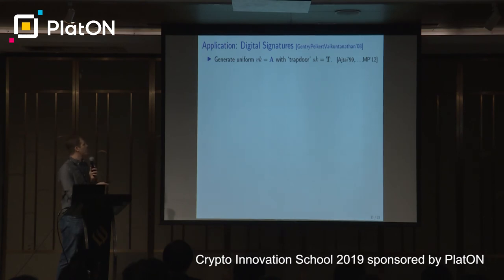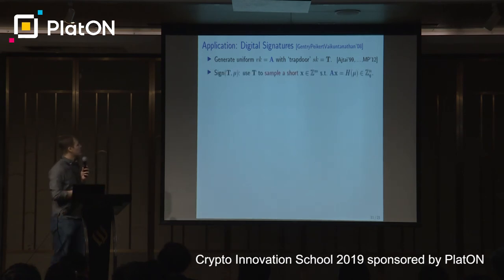In this digital signature scheme, we will choose the public verification key to be a uniformly random matrix A, just like we have been describing. But it turns out there's a way to generate such a matrix A together with some trapdoor information, some secret information, which I will call T, which will enable us to do certain operations efficiently that other parties can't do when they lack T. So again, the public verification key is A, and the signing key is this trapdoor T.